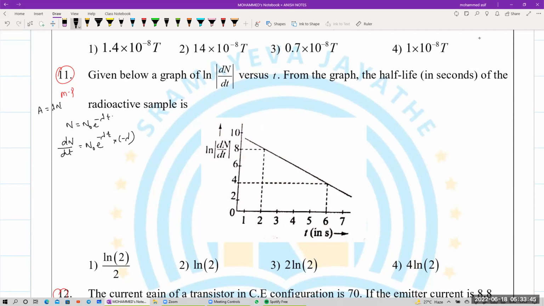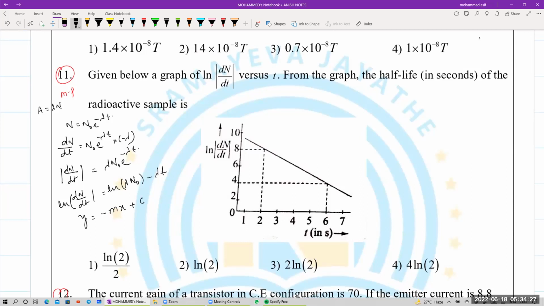The graph is decreasing, which is the reason I'm taking the decay constant as negative. If I take the magnitude, mod of dN/dt will be equal to lambda N0 exponential to the power of minus lambda t. Now take the log of this: ln of dN/dt equals ln of lambda N0 minus lambda t. Now compare with the straight line equation, y = -mx + c.